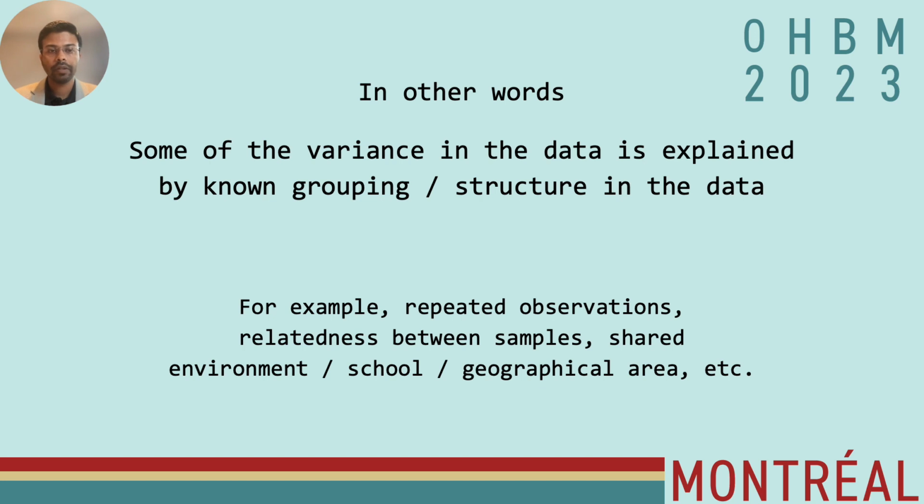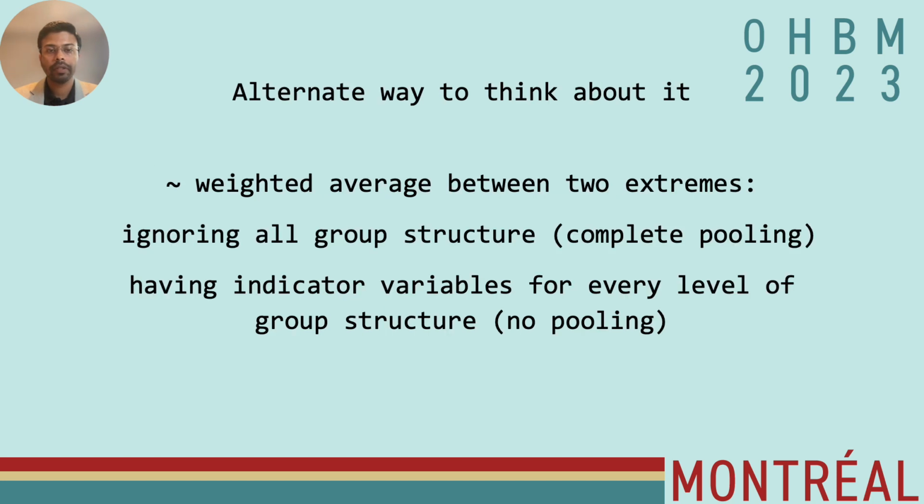And what we're trying to say in general is that some of the variance in the data is being explained by various grouping or nested structure that is present within the data set. And examples of such structures could be repeated observations, it could be relatedness among samples, it could be kids going to the same school, other kinds of factors like shared environment, and so forth. An alternate way to think about it is as a weighted average between two extremes. One extreme is the first model which I showed, in which case we don't account for any level or grouping structure in the data, and the other being where every single observation is shown as a separate indicator variable. So mixed models are an approximate weighted average between these two extremes.